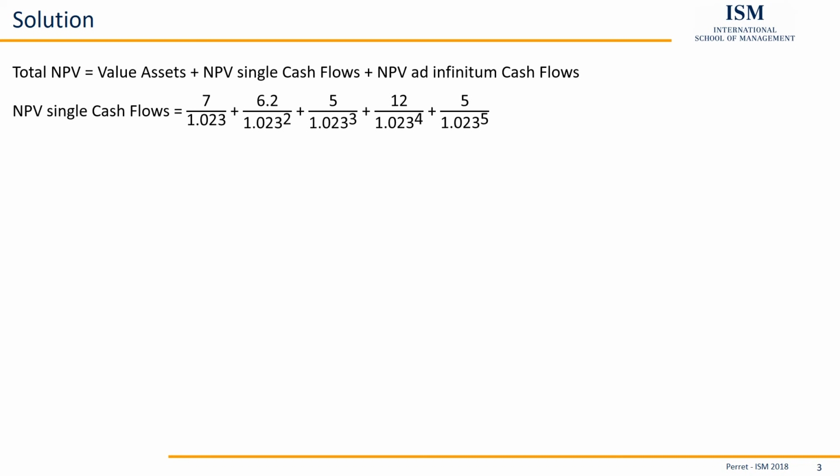So we can start with the single cash flows. For the first year, for the 7, we discount this once. For the end of the 2nd year, where we have 6.2, we have to discount this twice. For the 3rd year, the 5, we have to discount 3 times. So it's once per year. Therefore, for the 4th year, the 12 discounted 4 times, and the 5 at the end of the 5th year is discounted 5 times. So if we put this into a calculator, this gives a result of 32.85.